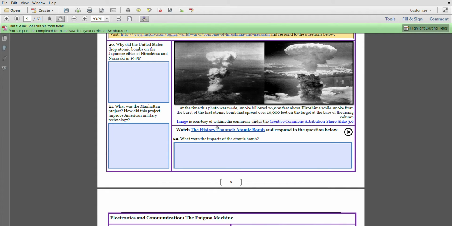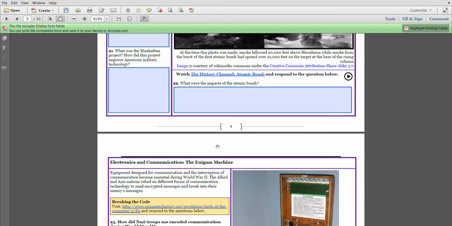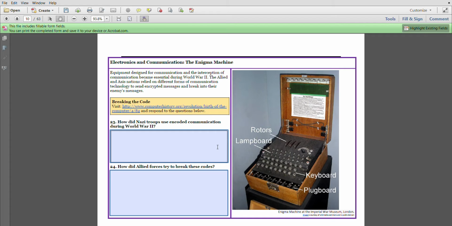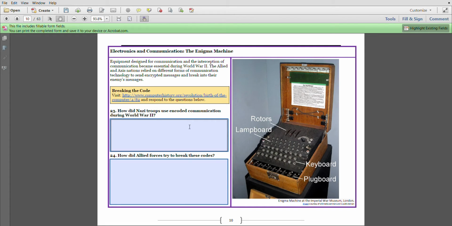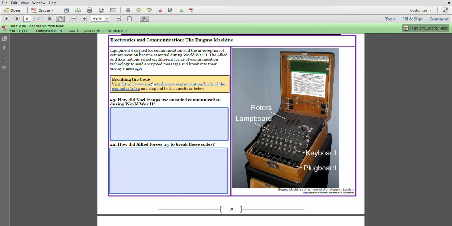You're going to watch the History Channel Atomic Bomb and answer question 22. What were the impacts of the atomic bomb? Page 10. Electronics and communication, the Enigma machine. Equipment designed for communication and the interception of communication became essential during World War II. The Allied and Axis nations relied on different forms of communication technology to send encrypted messages and break into their enemies' messages, breaking the code.